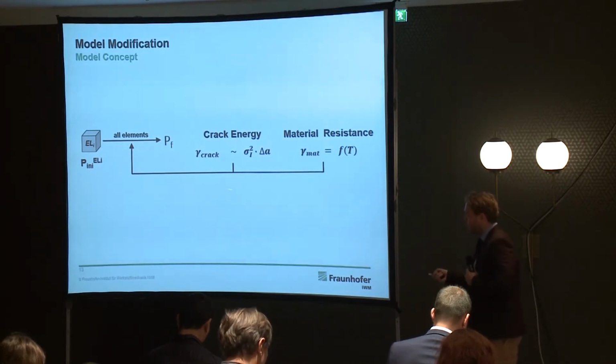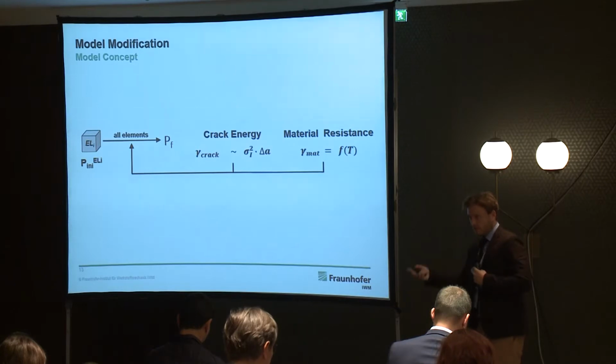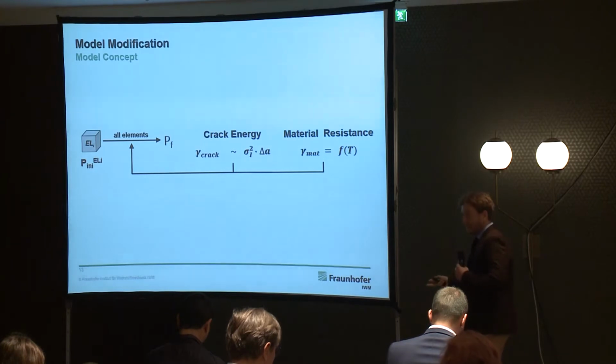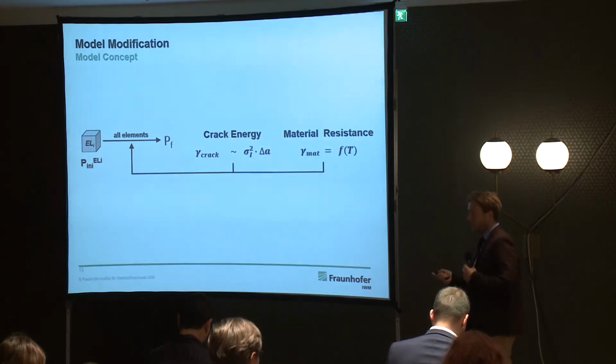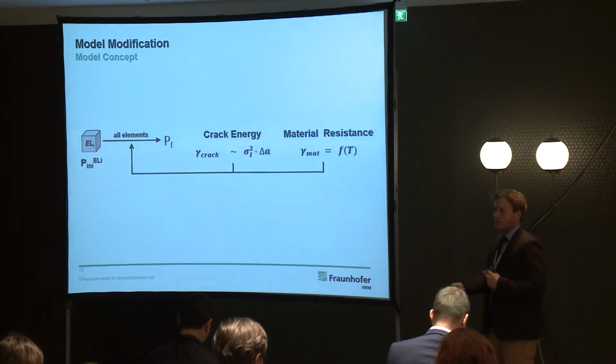So we determine for every element not only the initiation probability, but then also assess: if a potential crack initiates here, will it arrest, yes or no? And if that's the case, if it will arrest, it will not be considered for the calculation of global failure. And if arrest will not occur, it will just be considered as it always has been.